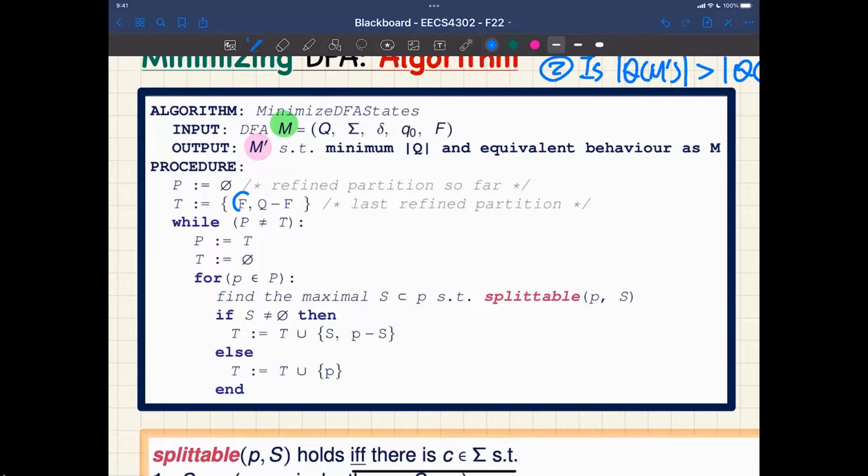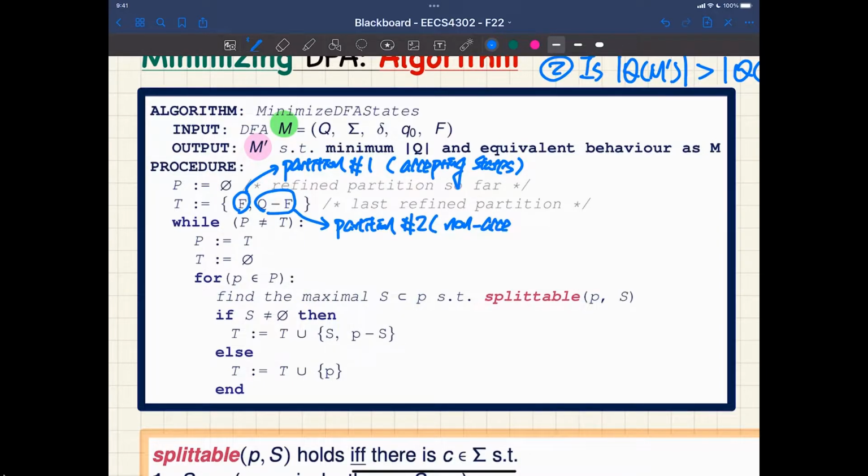You can think about this as partition number 1, which will be all the accepting states. And the second partition over here is all the non-accepting states. You can see it's the set difference between Q and F. Partition number 2: non-accepting states. This is how we're going to start.